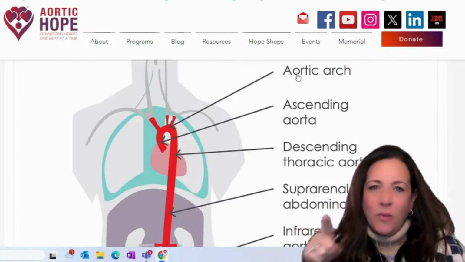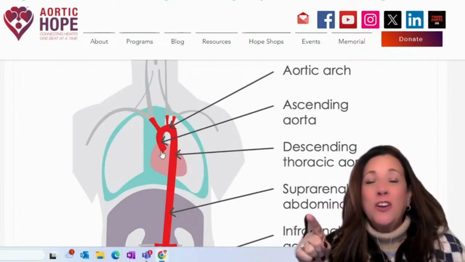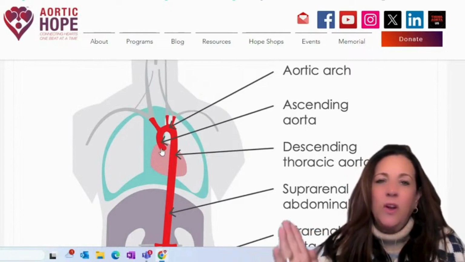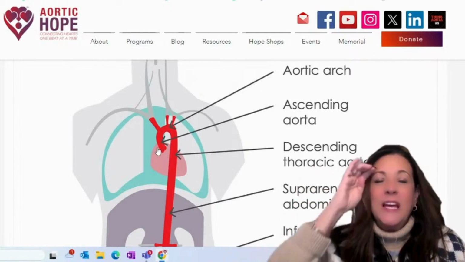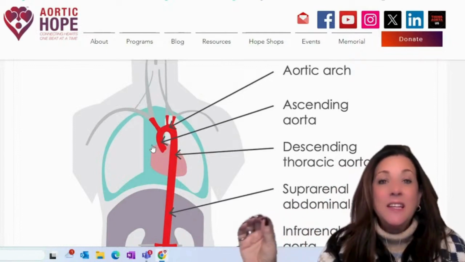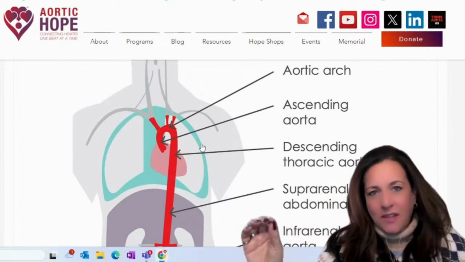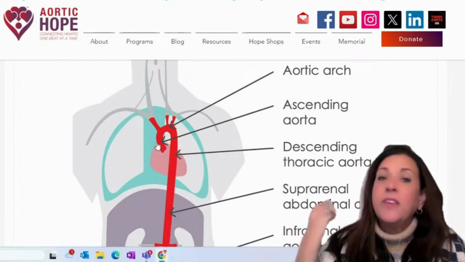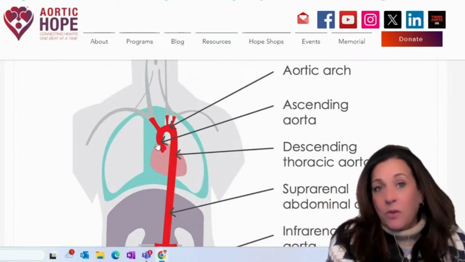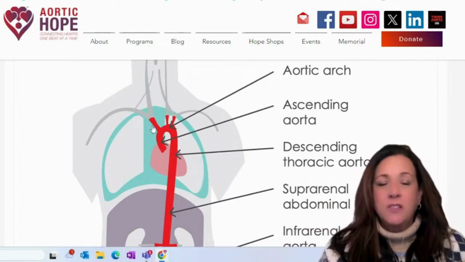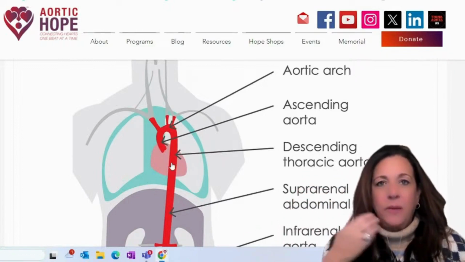We're going to start here, coming out of the heart. See right here, this is the ascending. We are ascending. We are going up. This section in and of itself is the ascending aorta in the thoracic aortic area. Thoracic meaning your chest. Other things in the thoracic area would be your lungs. So when people talk about thoracic, they're talking about your chest, just above your diaphragm.